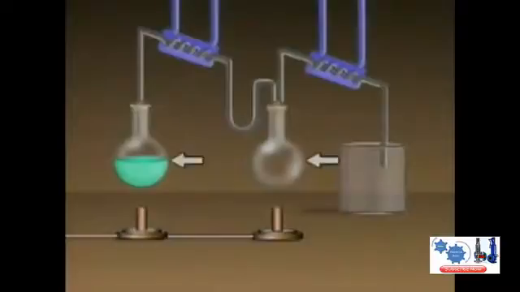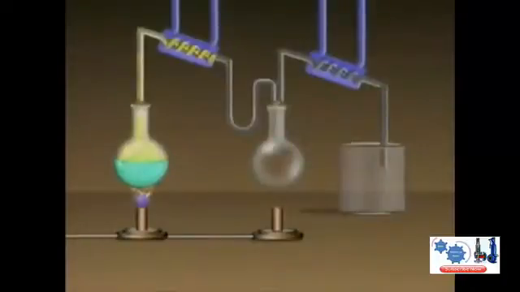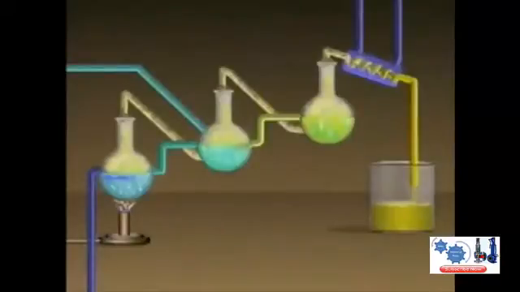This system has 2 stills, 2 condensers, and 1 receiver. The condensed vapors from the first still flow into the second still. This continuous distillation process system has 3 containers or stills, one heat source to boil the liquid mixture, one condenser, and one receiver to collect the condensed vapor. A feed line continuously supplies the system with a liquid mixture.